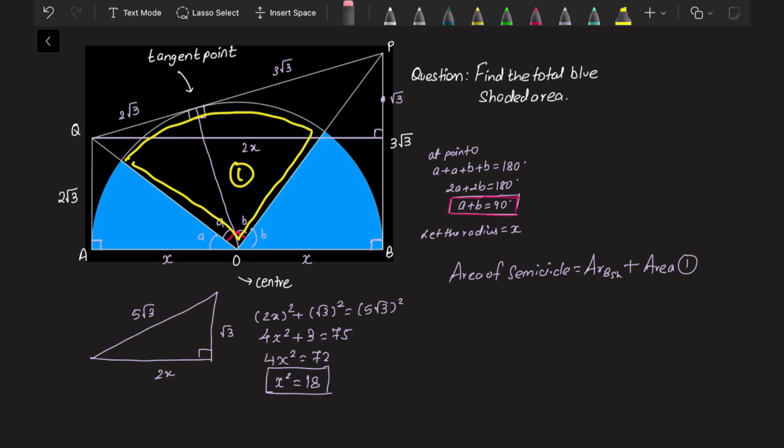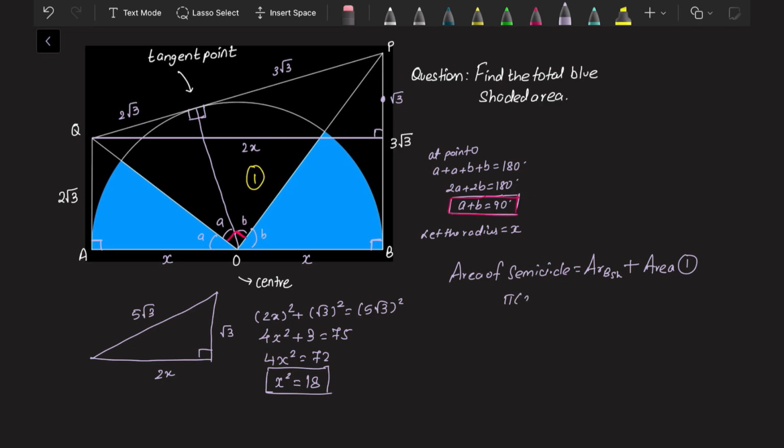Okay. Now, what is fascinating about this area number 1? The fascinating thing about this area number 1 is that it is having the central angle equal to 90 degree, meaning it is a quarter circle. So to find its area, it's very easy. All we need is pi r square upon 4, and the value of r we already know. Okay. So now look over here. Let's substitute each of the values.